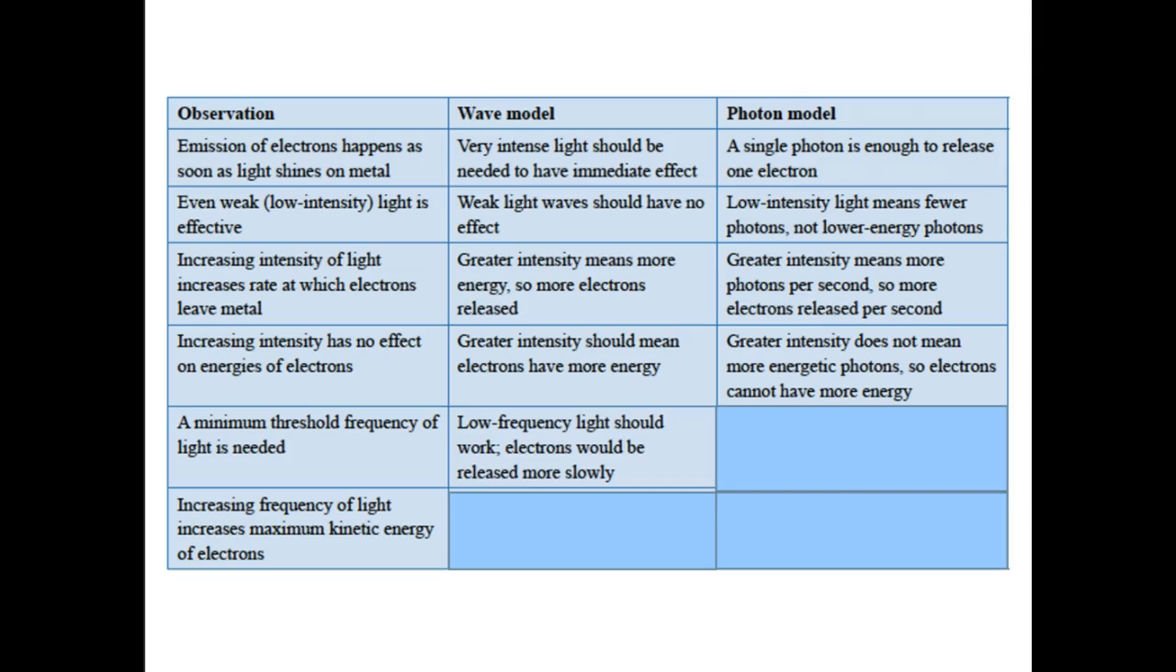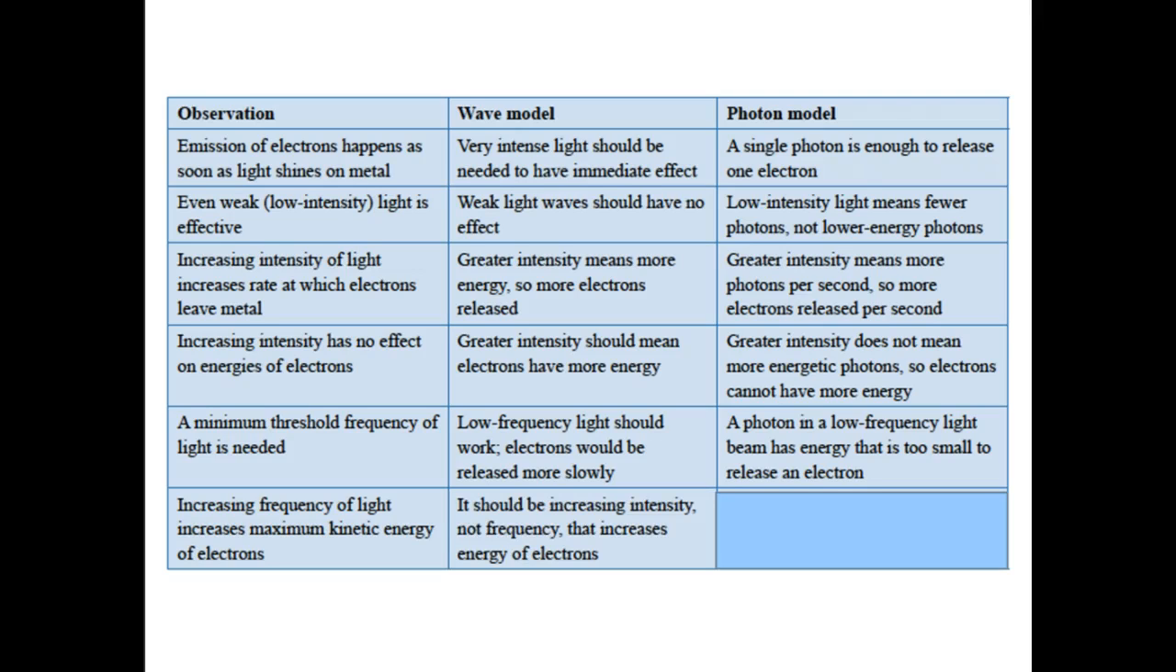Right, the minimum threshold frequency, well, we can't explain that with the wave model at all because low frequency light should work, it should just work slower by the wave model. But with the photon model, a low frequency photon just does not have enough energy to release the electron. So for increasing frequency increasing the kinetic energy, with the wave model we just can't explain it, it doesn't make any sense. But with the photon model that works because the higher frequency means that the photons have more energy, so each electron gets more energy and can move faster. So that is how we've got from wave to particle basically.